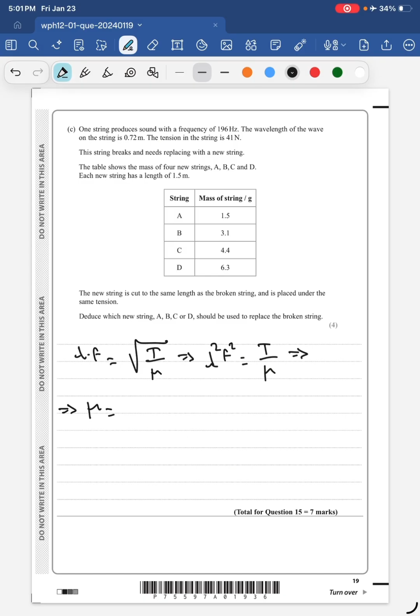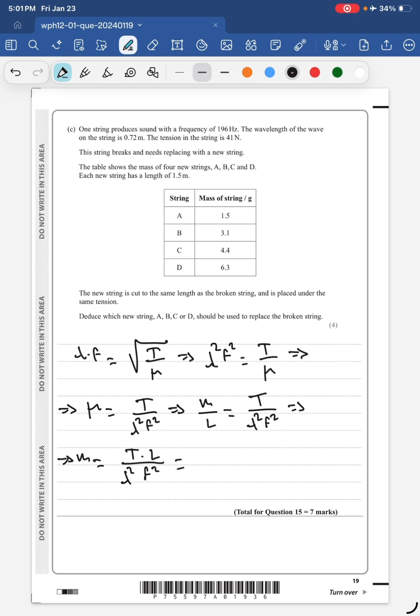So let's take the square of both sides to get rid of the square root. So mu is nothing but the tension over lambda squared times frequency squared, but mu is mass per unit length, and this is equal to the same quantity we had before. So the mass is equal to the tension times the length over the wavelength squared, frequency squared. Okay, did I mess up something?